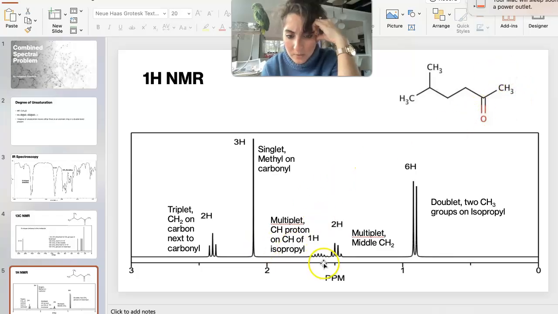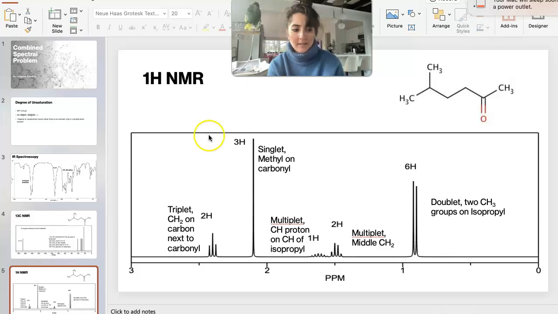The next one is for 1 hydrogen, and I believe that's for this carbon right here on the isopropyl group. The next one is around 1.5 for 2 hydrogens. I believe that's for this middle CH2. And last but not least is this doublet that represents 6 hydrogens, and those are for my 2 CH3 groups on the isopropyl. Okay, that's my presentation on this combined spectral problem.